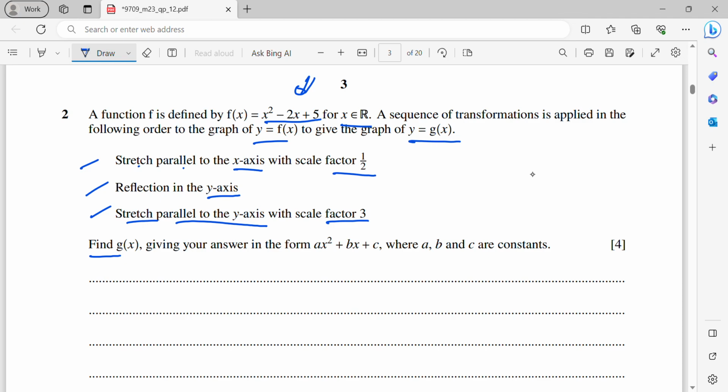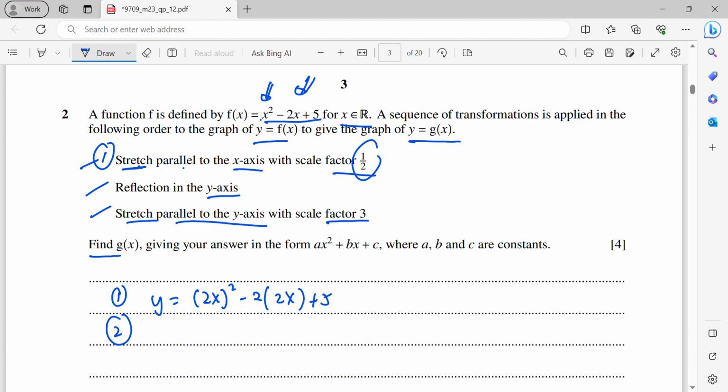Right, so for the first one, a stretch parallel to the x-axis with scale factor half. It means that your x here, because of the scale factor half, will become 2x. So I will get y = instead of x², you change to (2x)², then minus 2 of 2x plus 5. This is for the first transformation, which is a stretch parallel to the x-axis with scale factor half.